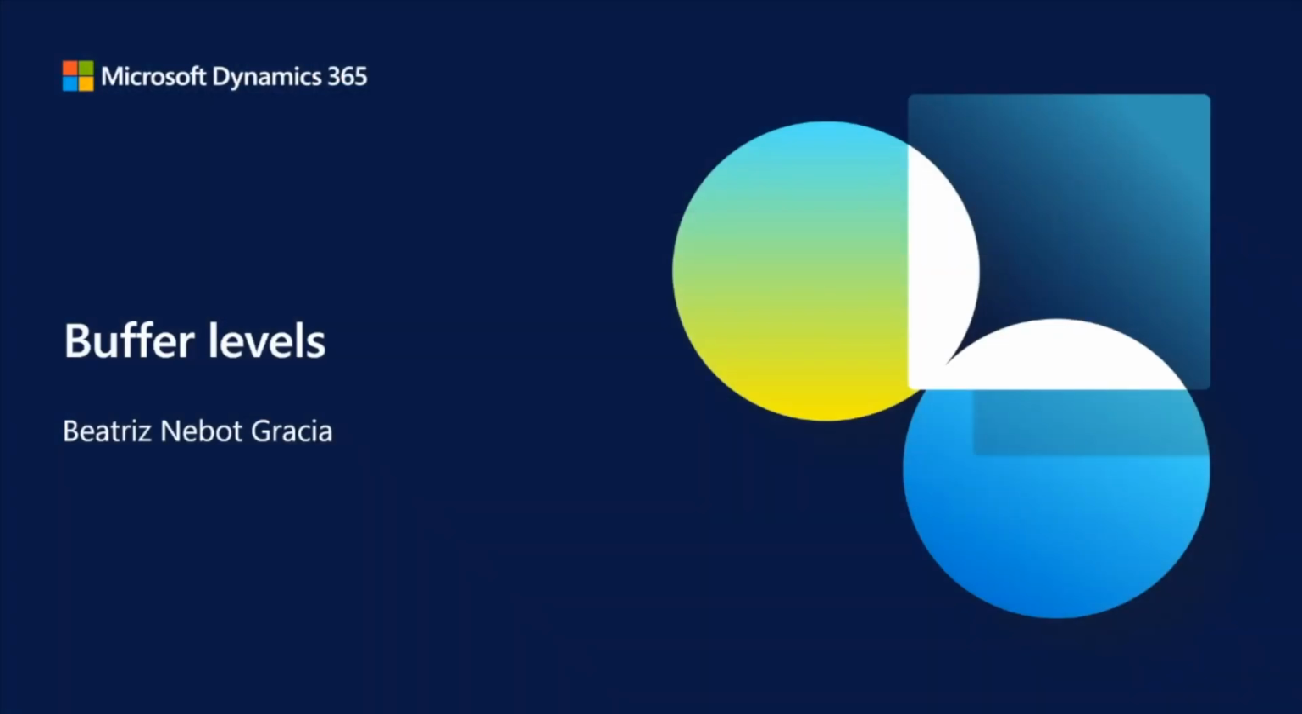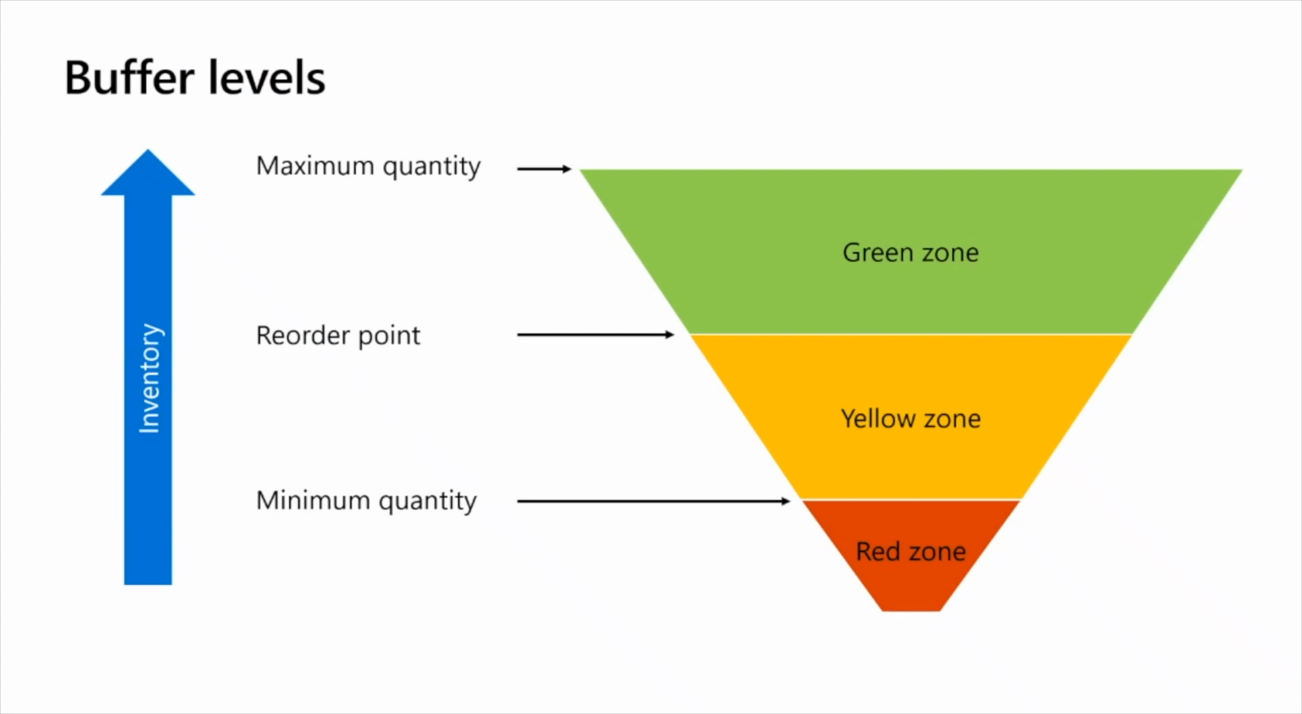So once we have identified our key items that we will strategically stock, the decoupling points, the next question is, how much should we stock? This is exactly the second step of DDMRP. Each stock buffer will have a minimum quantity, a reorder point, and a maximum quantity. And with this, the buffer is defined by having 3 zones.